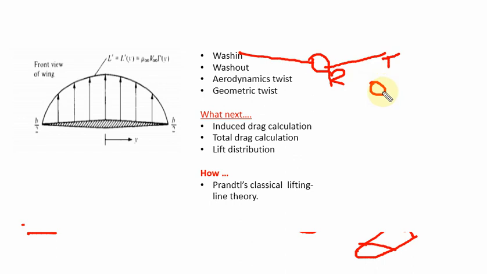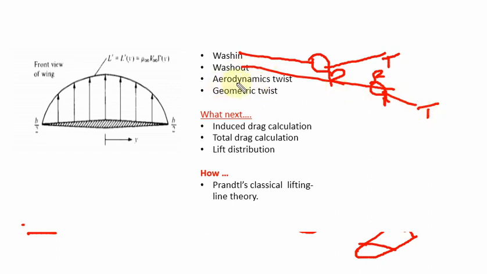The tip of the wing section has a lower angle of attack. This is my tip, this is my root, and this is my fuselage, which I'm just simply putting in. So when the tip of the wing section has a lower angle of attack compared to the root, that is called washout.